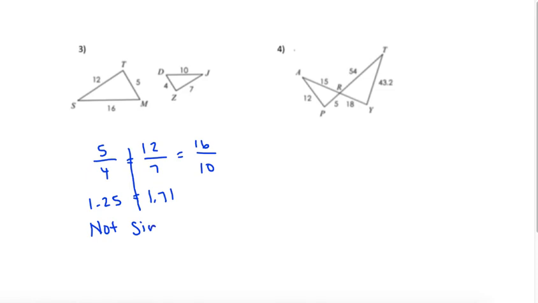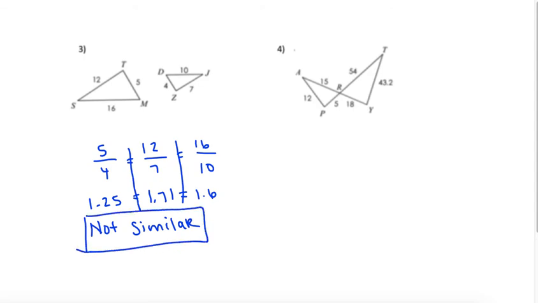Even if we have a match here, which I don't think we do, 1.6, I mean, none of these are the same. These are not similar objects. So we can't use side, side, side to guarantee similarity, and we don't know anything about the angles. So we wouldn't be able to verify that these are similar. They're not similar objects.